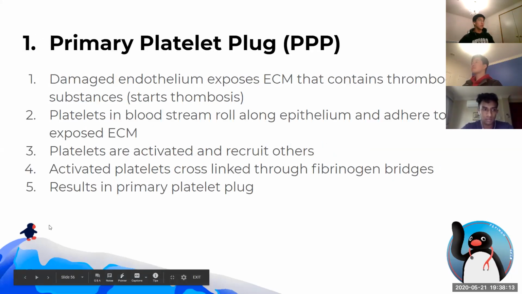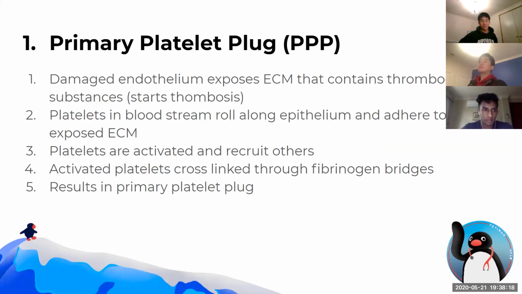The first step of this is what we call the primary platelet plug. So what happens is, say if we fall down, we've damaged some of our endothelium, the cells that line our blood vessels. As a result, we get these thrombogenic substances that are released and exposed. As the name suggests, thrombogenic means that we're going to be forming a thrombus, or something that stops the flow. And as a result of that, that'll start our process.